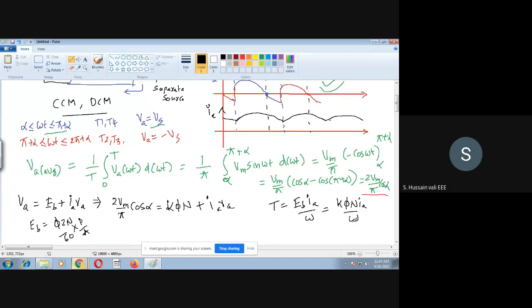So yeah, we have an advantage here. What is the advantage? We can write omega as 2 pi n by 60. So k phi n into Ia by 2 pi n by 60. So n will get cancelled. Then you will get another constant. So I will take that constant as some other constant here.